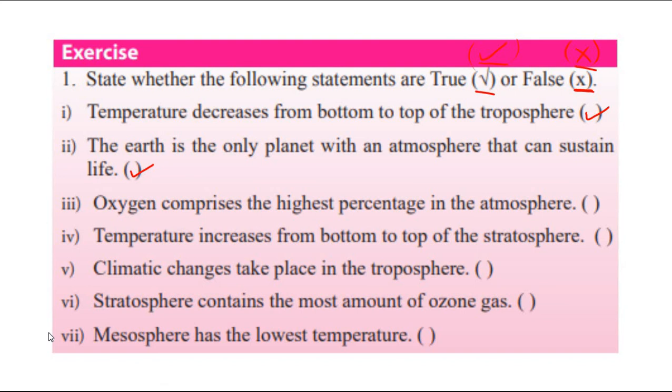Anyway, the third question here is, oxygen comprises the highest percentage in the atmosphere. No, that is false. Like I had said earlier, oxygen is the most important, but it's not the most abundant. Oxygen occupies only 21%. It is nitrogen that has the highest percentage and is most abundant, at 78%.